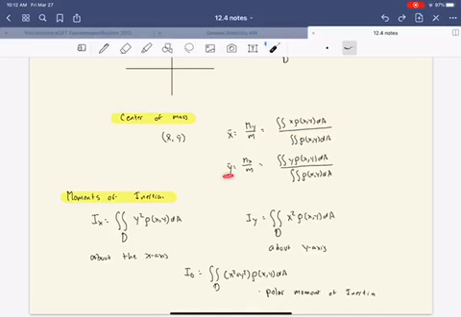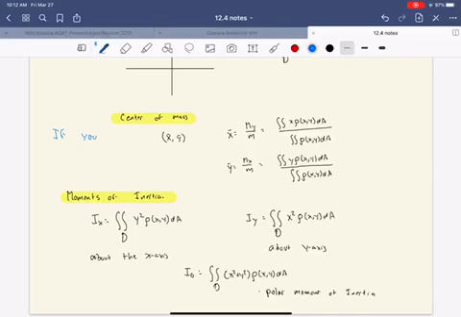Similarly, y bar, when you do the integral in the numerator, is going to have the y in it. So that's going to be M sub x. It's not a great system, but it's what I got. So center of mass, you don't have to do much once you've done the integrals for the moments, but it's just remembering which one's which.